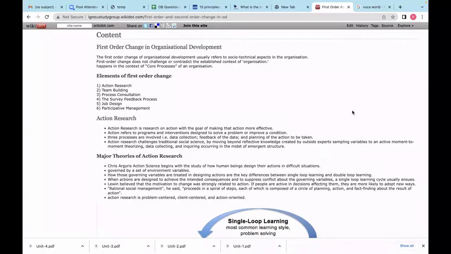Second order change, obviously, is the other part, which is going to change the organization in a big way. Suddenly some organization says, for example, that earlier Infosys was Infosys Technologies Limited.